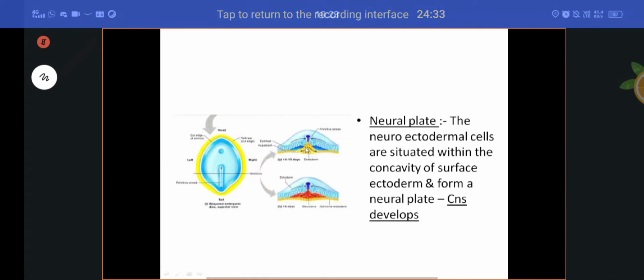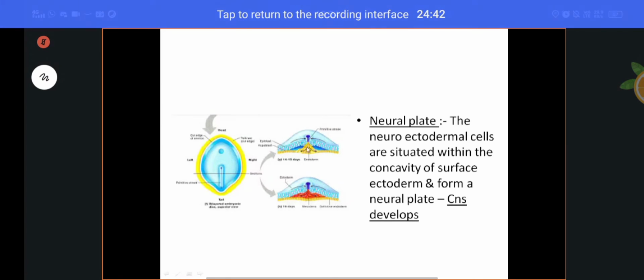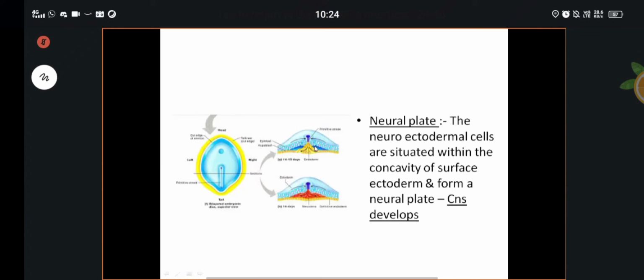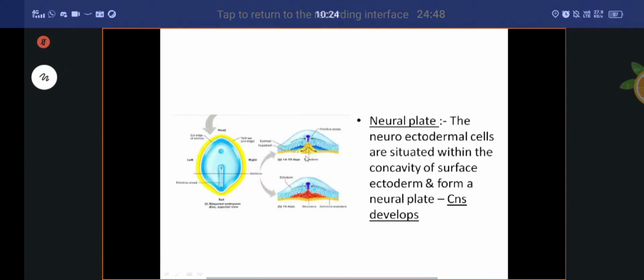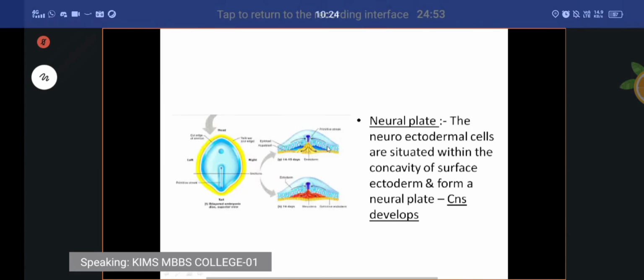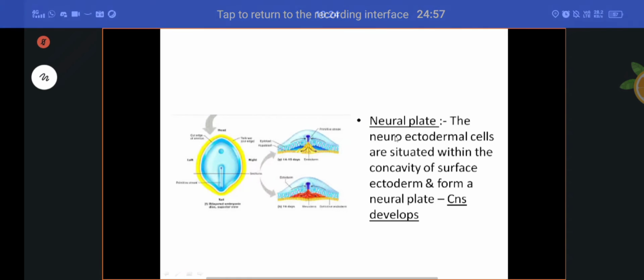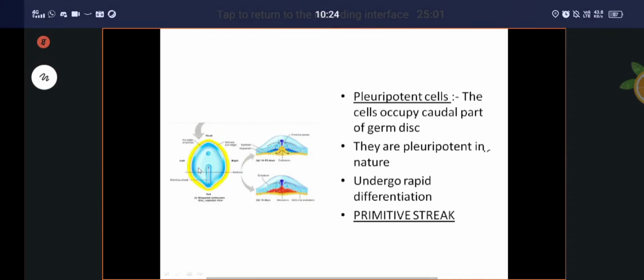Coming to the neural plate. The neuroectodermal cells are situated within the concavity of the surface ectoderm. This is the neural plate. The neuroectodermal cells are situated within the concavity of surface ectoderm and form a neural plate from which the CNS develops. To say it simply: surface ectoderm, skin and epidermis. Neural plate, CNS develops.